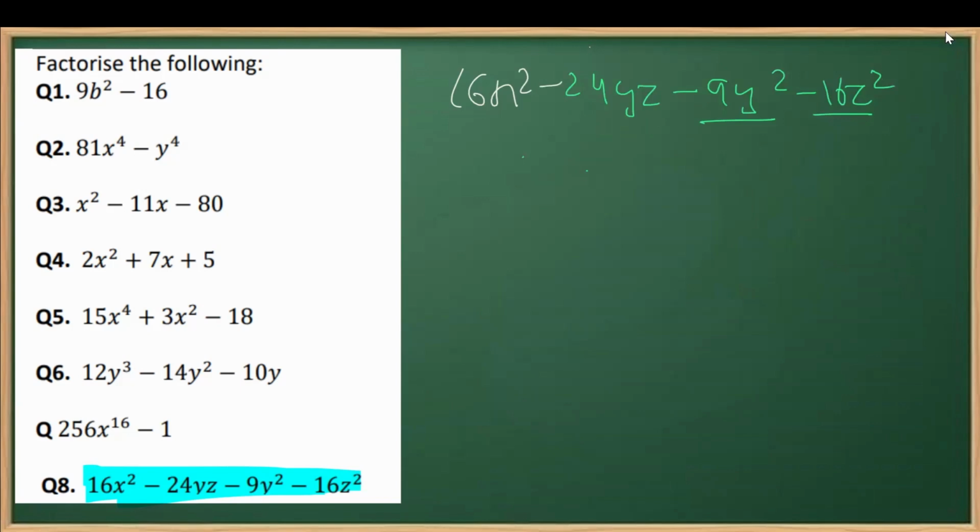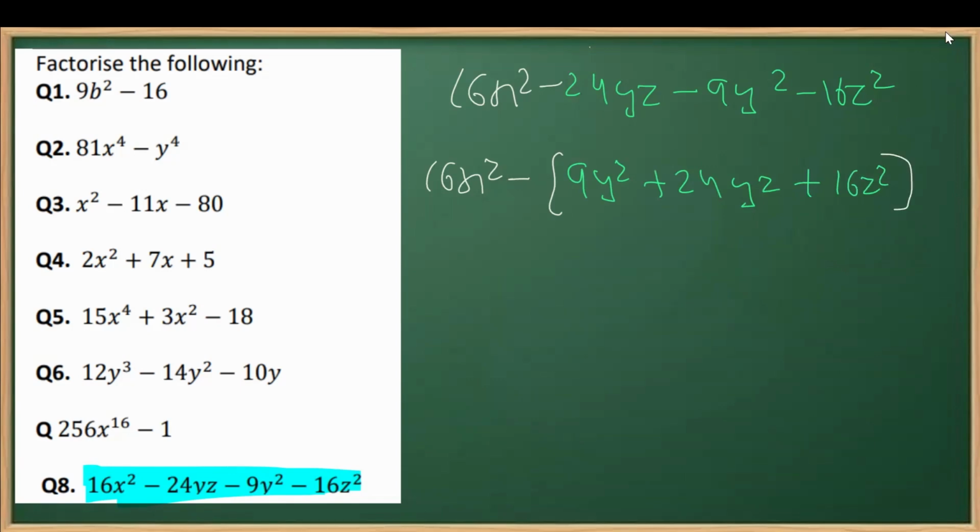Let's say keeping 16x square as it is, and I can see that if I take minus common, nothing else is common, so only minus will be taken common. What we are left with, writing this first, is 9y square, and this comes to be positive 24yz, and this will again be positive 16z square.